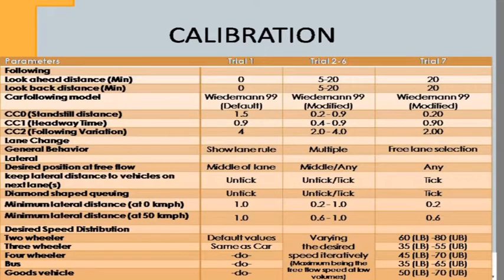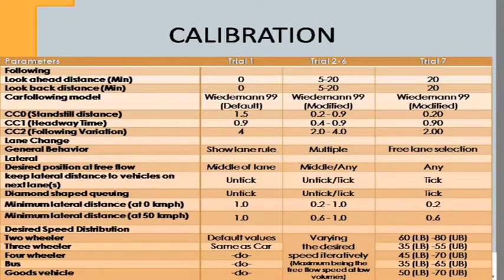The trial second onwards included the modification of look ahead distance and look back distance basically, and the standstill distance was reduced to 0.2 to 0.9. The values were varying, various iterations having different values. Then the headway time was varied, follow variation was varied. The general behavior was not simply the lane rule. It included lane rule or simply free lane selection, and desired position as observed in Indian condition would be middle or any. Then desired speed distribution varied iteratively, and maximum being the free flow speed at the low volumes.